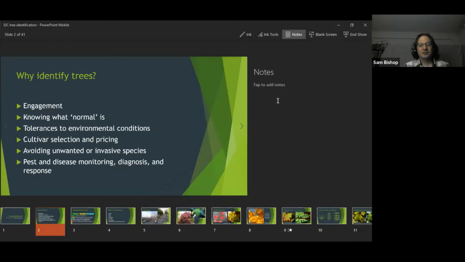Another important reason to identify trees is avoiding unwanted or invasive species. You may have species that for different reasons you don't want as part of your tree selection for urban trees. Examples might be something that is messy or drops a lot of fruit. Invasive species could be alien invasive trees. So things like Norway maples is a very common one. Ailanthus altissima, the tree of heaven, is another one.